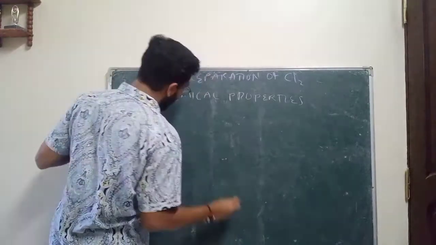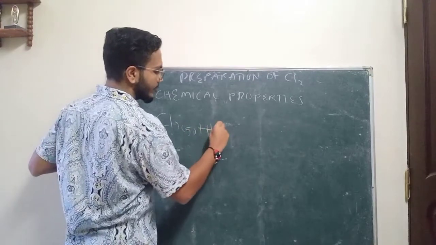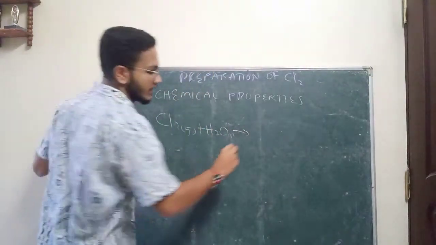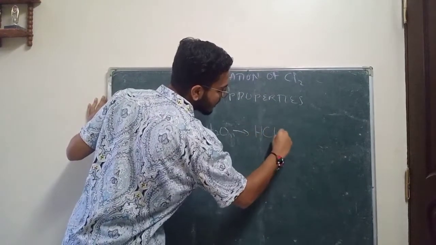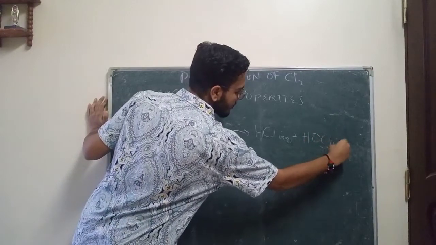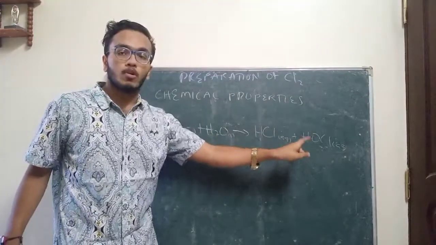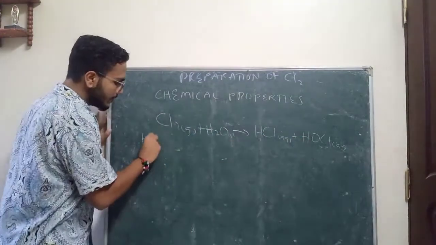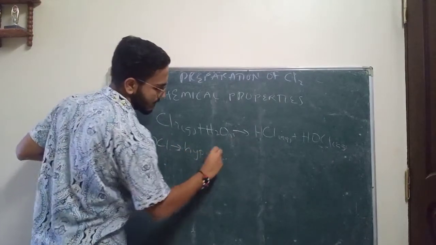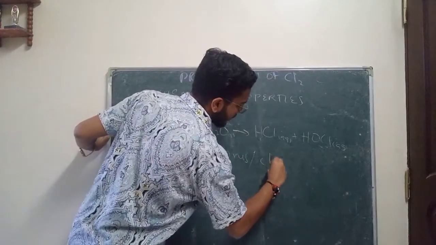Now note this, chlorine reacts with water to form chlorine water. What is chlorine water? Chlorine water is HCl plus HOCl. Now this is hydrochloric acid and this is hypochlorous acid. HOCl is hypochlorous acid or chloric-1 acid.